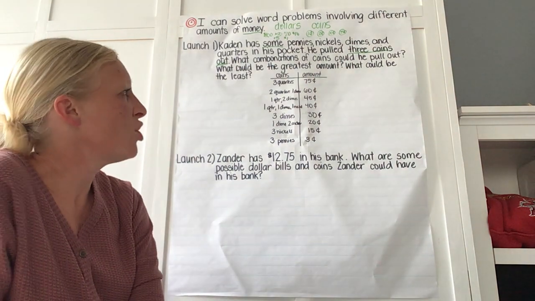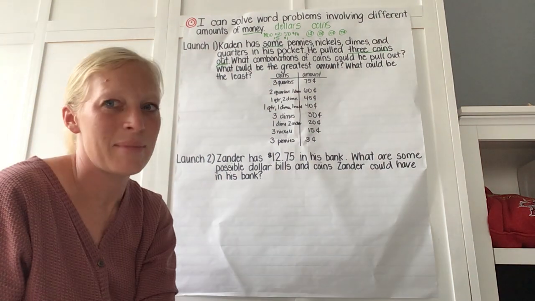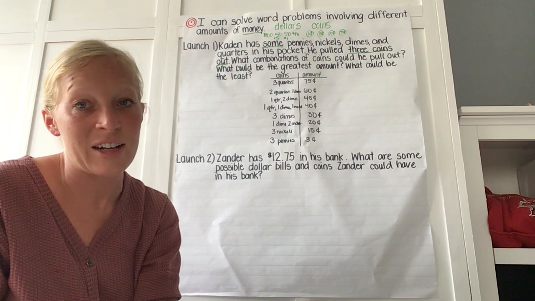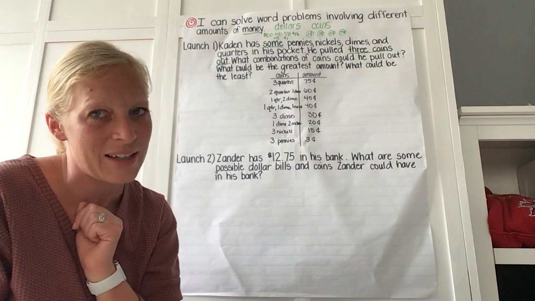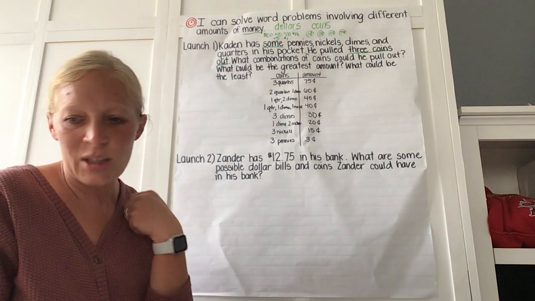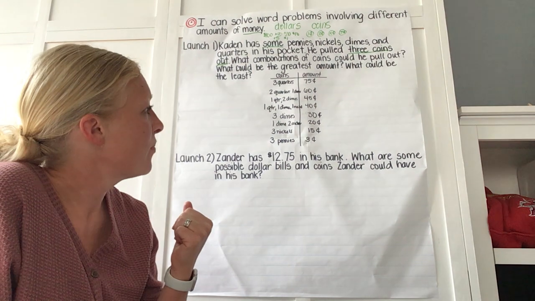So I want to challenge you when we are all done. You can go ahead and see if you can fill in some of these missing spots and come up with all the combinations that our friend Caden could have in his pocket if he pulls out 3 coins. Very nice. As we look at this, we don't have all the possibilities, do we?